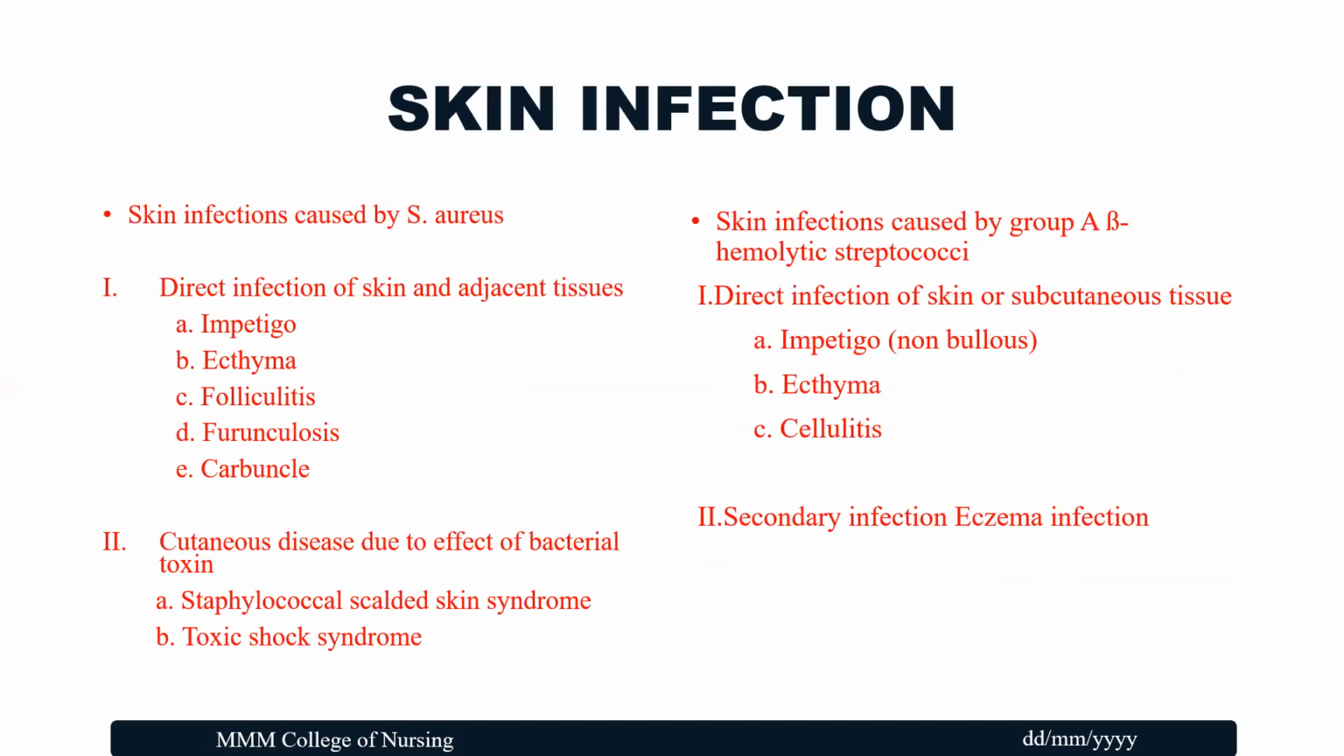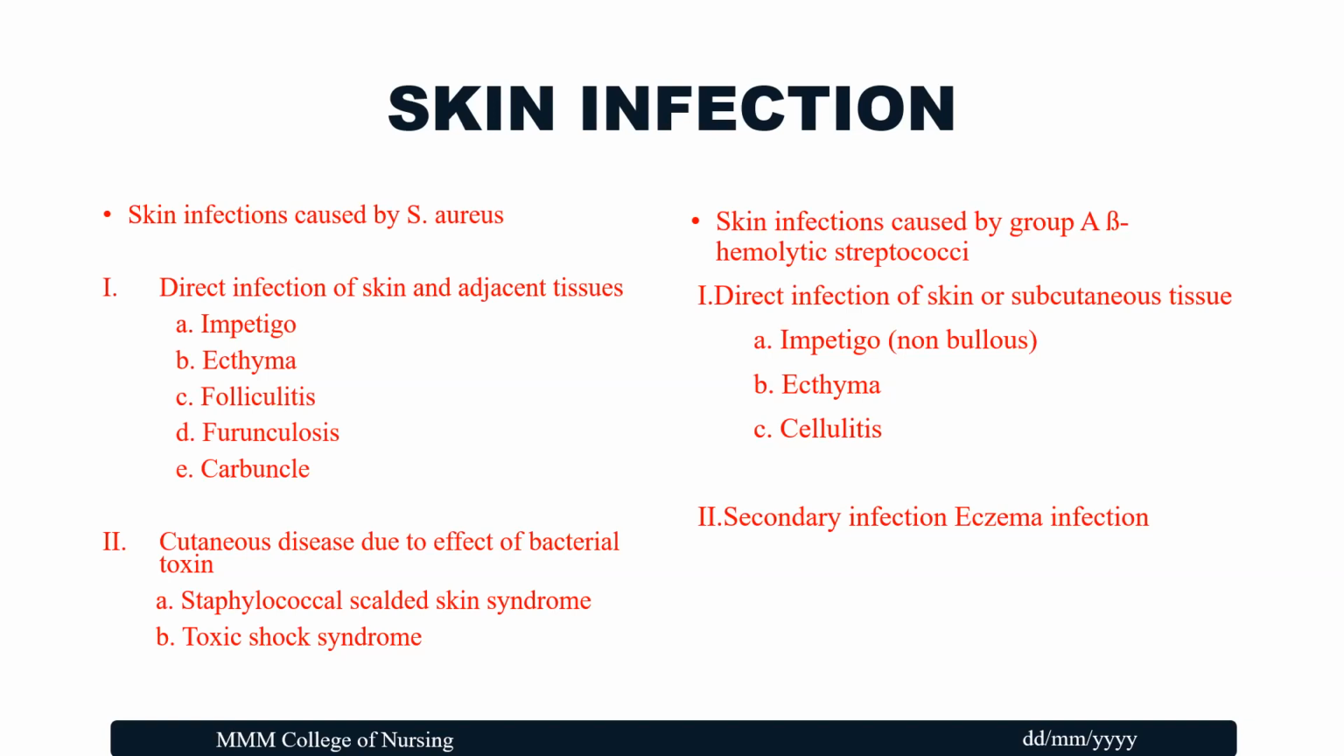So what are the skin infections? Skin infections are mainly caused by Staphylococcus aureus, as I told you earlier, and they are bacterial or fungal infections, either direct or cutaneous disease, or secondary infections. Under direct infection of skin and adjacent tissues, we have impetigo, eczema, folliculitis, furunculosis, and carbuncle. Under cutaneous disease due to the effect of bacterial toxin, we have staphylococcal scalded skin syndrome and toxic shock syndrome.